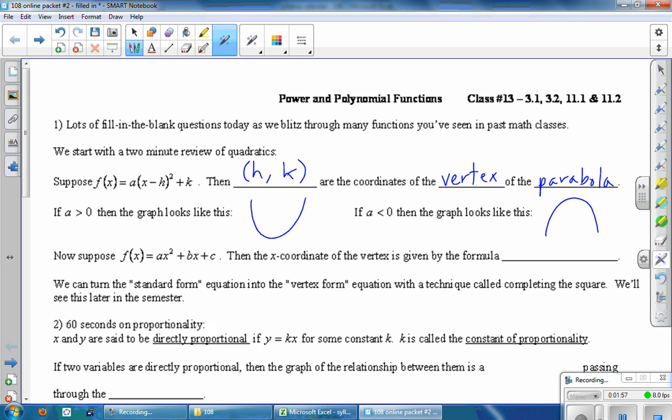Now suppose that f of x equals ax squared plus bx plus c. Then the x-coordinate of the vertex, remember that's the high point or the low point. Those two guys are each a vertex. The plural is vertices. The x-coordinate of the vertex is given by the formula. All right, you may or may not know this one, but pause the video, see if you can write down the formula. I'll give you another hint here. This formula is not just a fraction, but it's actually an equation. So pause the video and come back when you're ready.